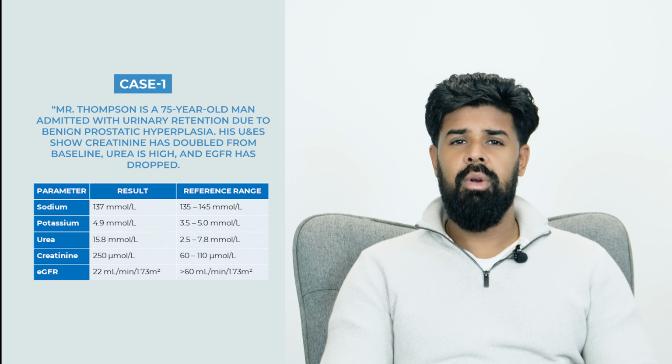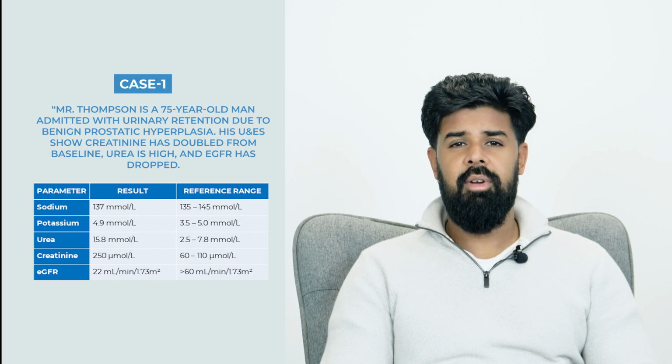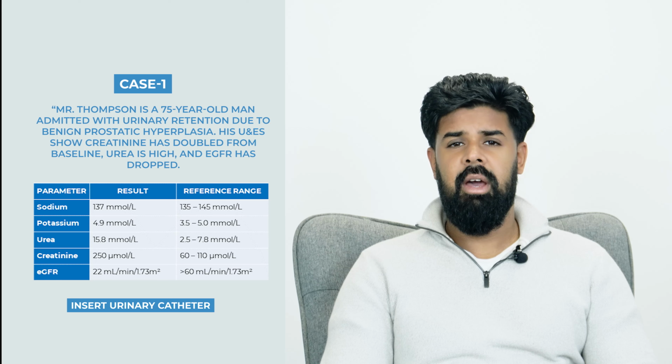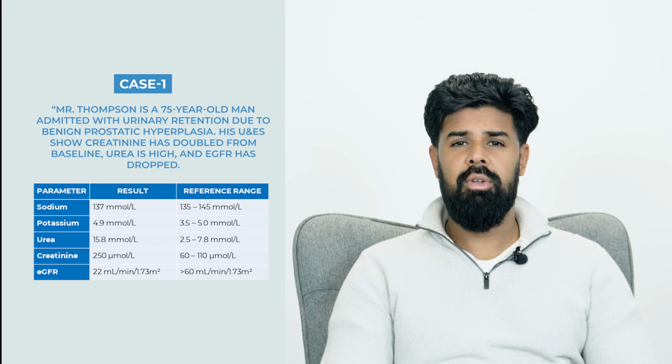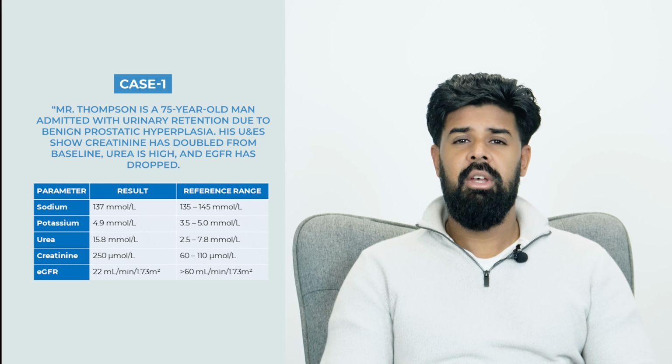Mr. Thompson is a 75-year-old man admitted with urinary retention due to benign prostatic hyperplasia. His urea and electrolyte blood tests show creatinine has doubled from the baseline, urea is high, and eGFR has dropped. This is an acute kidney injury likely due to post-renal obstruction. The results are shown here. In this case, your immediate priorities include relieving the obstruction. You could do this, for example, by inserting a urinary catheter and monitoring the urea and electrolytes closely for recovery. You'd also be wise to review the medications, withholding nephrotoxic drugs such as non-steroidal anti-inflammatories or ACE inhibitors until kidney function improves. This is another case.